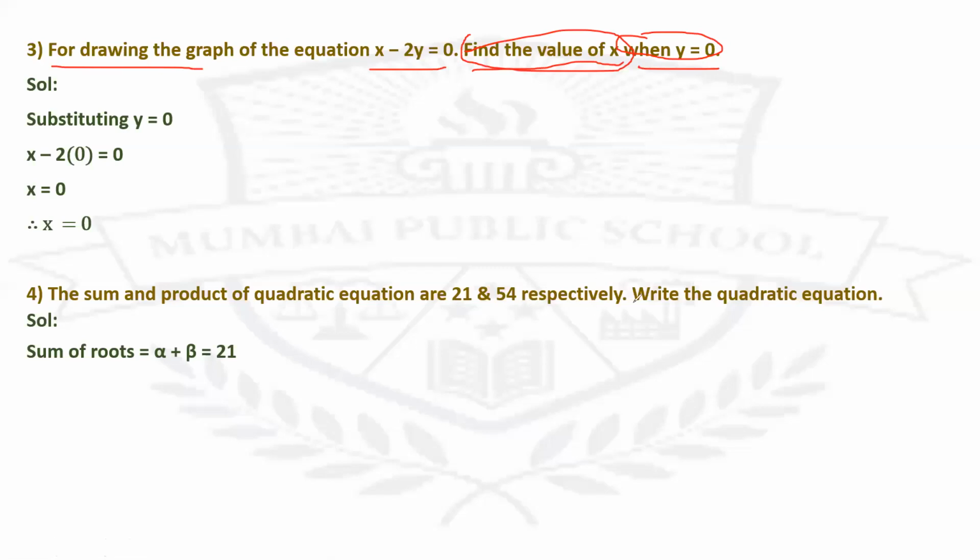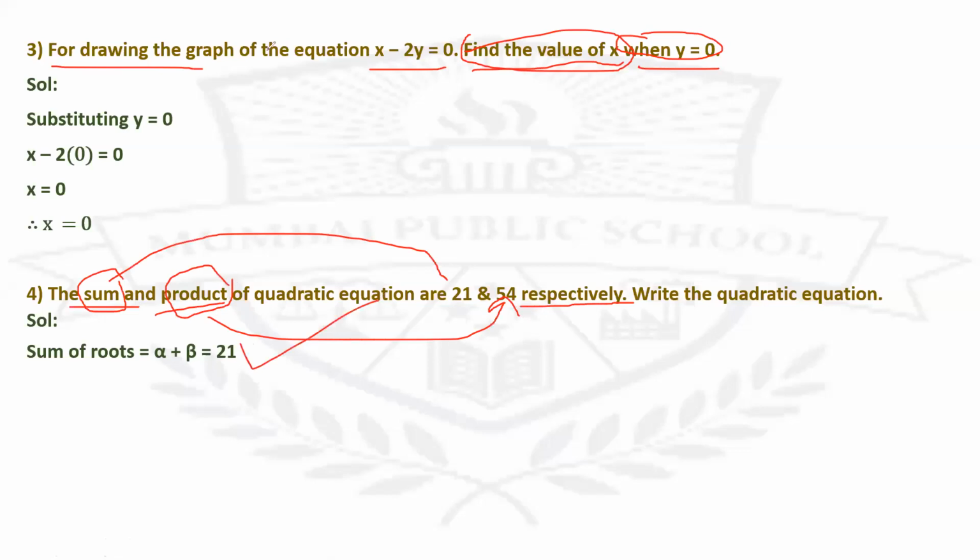Now check, sum and the product. And this word is very important: respectively. Matlab, what? Sum is coming first here. So whatever the first value given will correspond to the sum, and the product will correspond to the second number given. So the sum of the roots, alpha plus beta, is 21. Next is the product of the roots, alpha beta, which is 54.